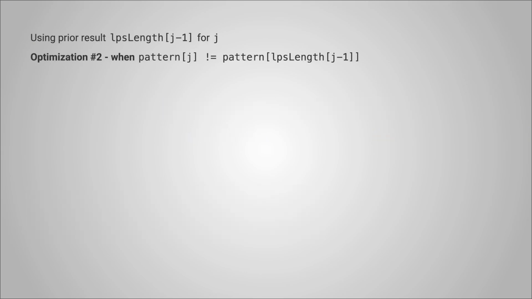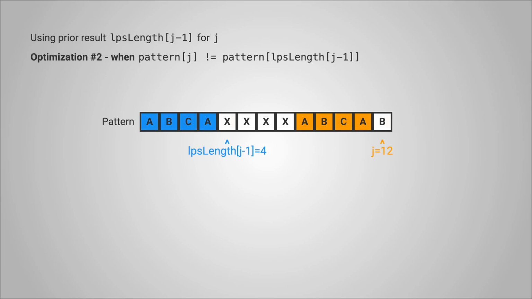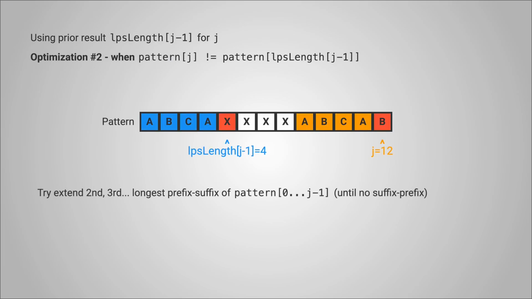Now, what if the current character can't extend the previous LPS? This is what the second optimization is for. As the longest prefix-suffix won't work, we'll want to try to extend the second longest prefix-suffix, and then the third, until there is no longer a prefix-suffix. Like in this example, A is also a valid prefix-suffix. But how do we find the second longest one?